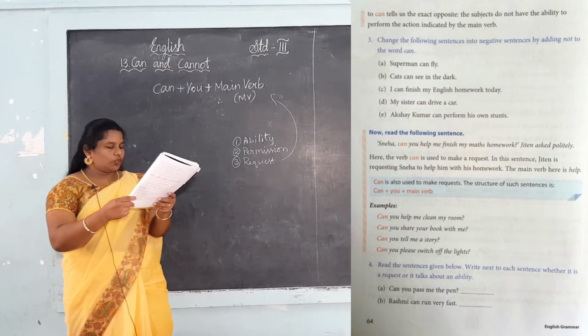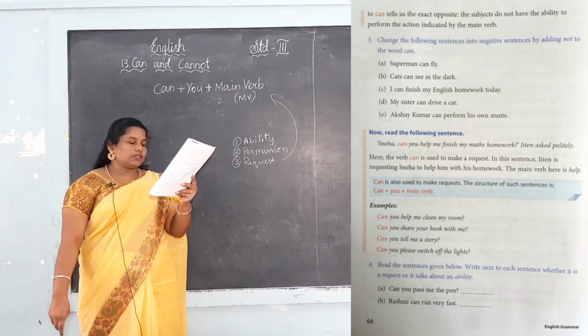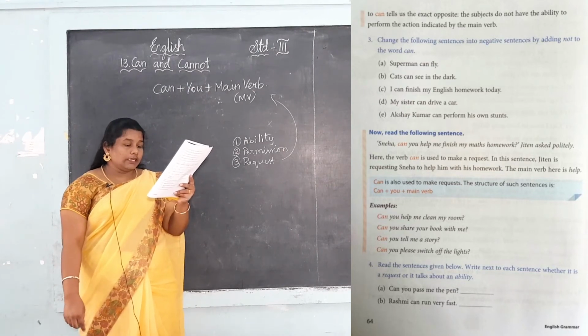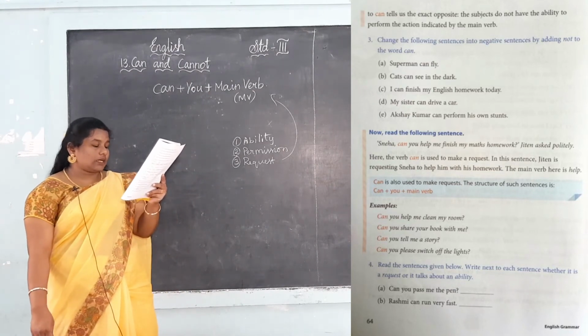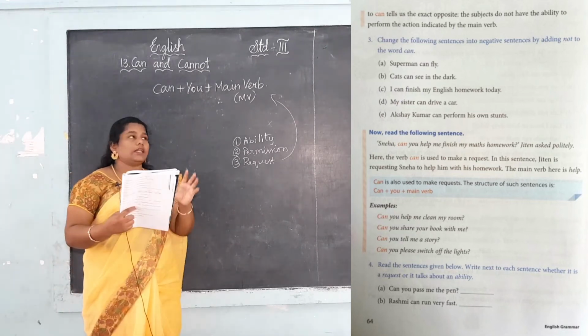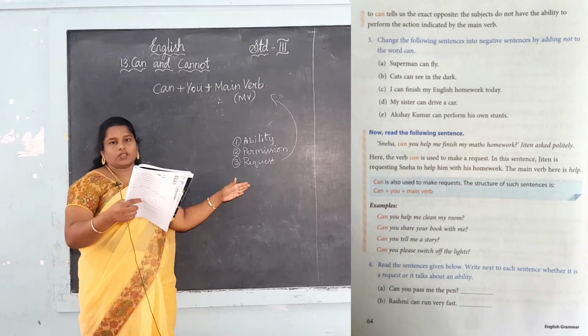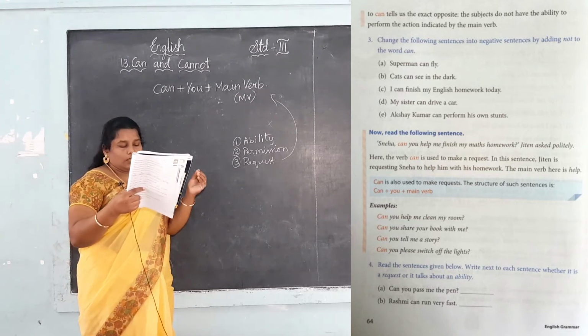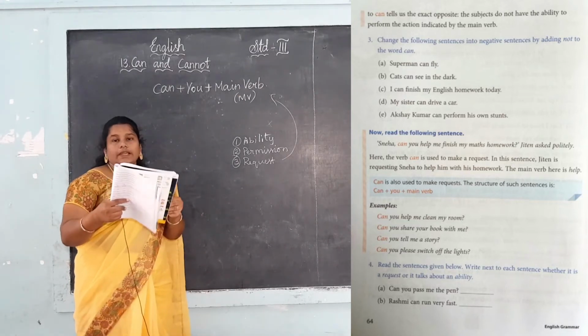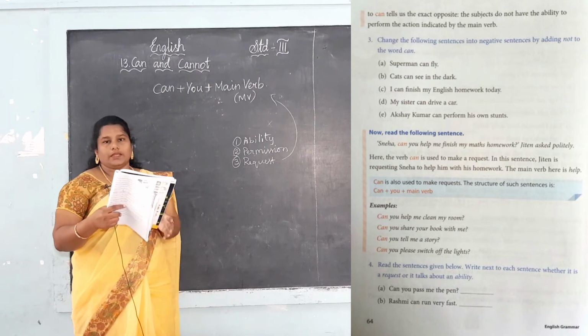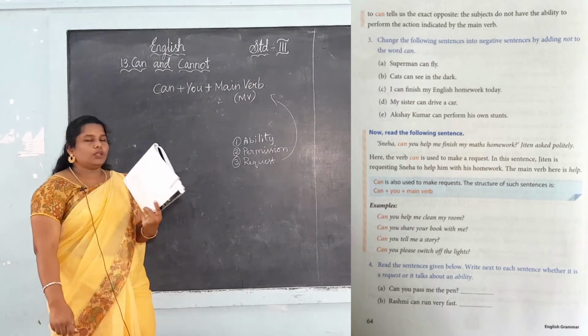See, next, fourth Roman letter. Read the sentences given below. Write next to each sentence whether it is a request or ability. If it is a request, you want to write request. Request na theriyum, please பண்ணி கேக்குறது. If it is ability, என்னால முடியும் அப்படினா நீ ability னு எழுதணும். Okay, first two I am going to do, remaining is your homework.